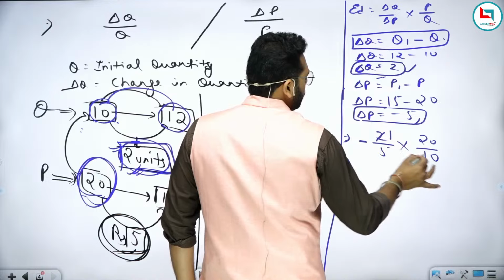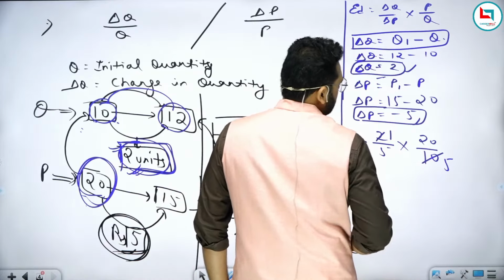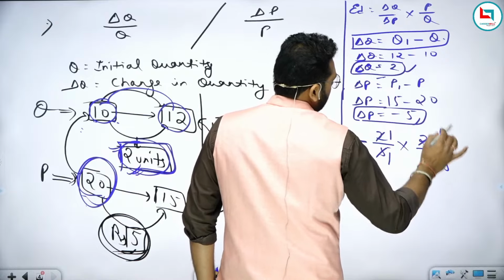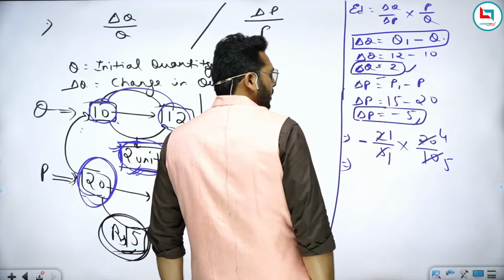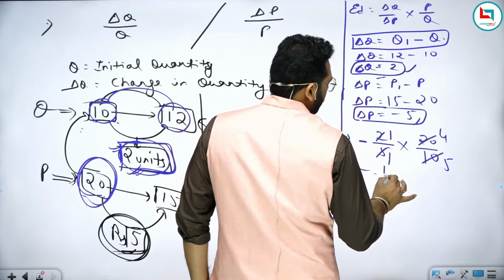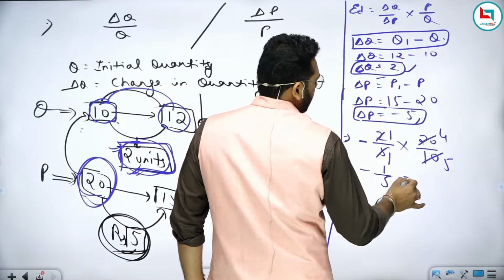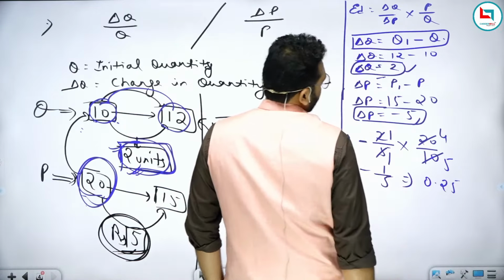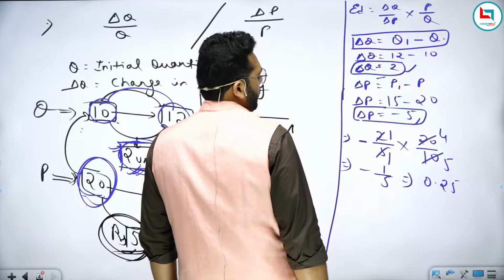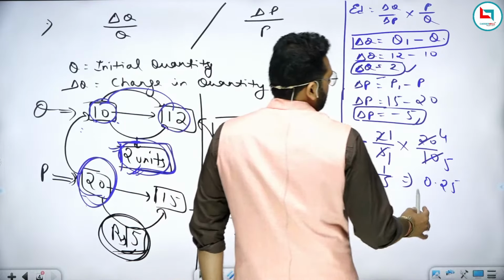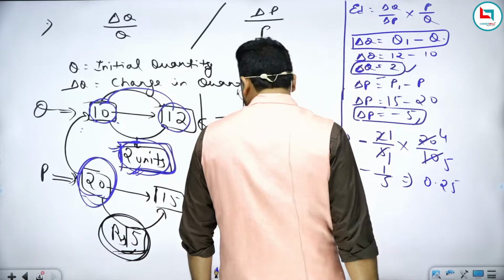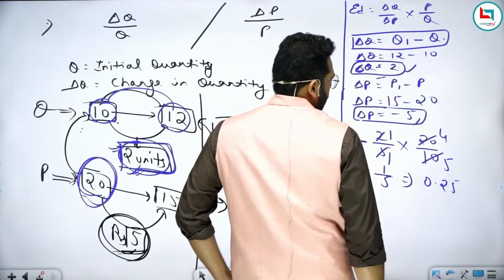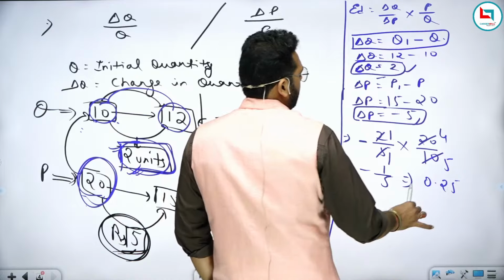2 ones are 2, 2 fives are 10. 5 ones are 5, 5 fours are 20, right? Is there any issue? Minus 1 upon 5. So you will get what? 0.25, right? Am I clear to everyone?